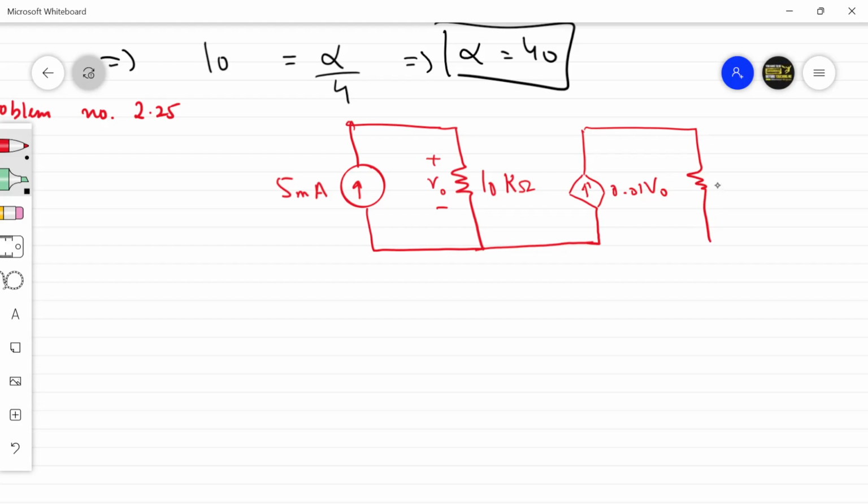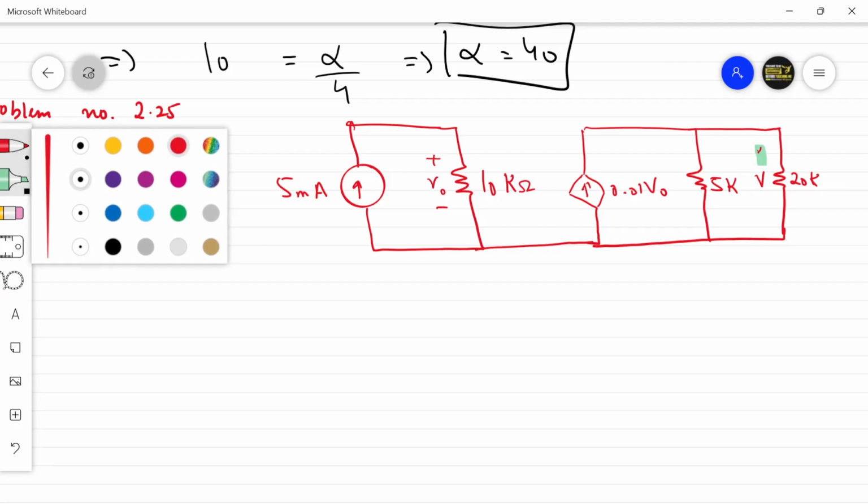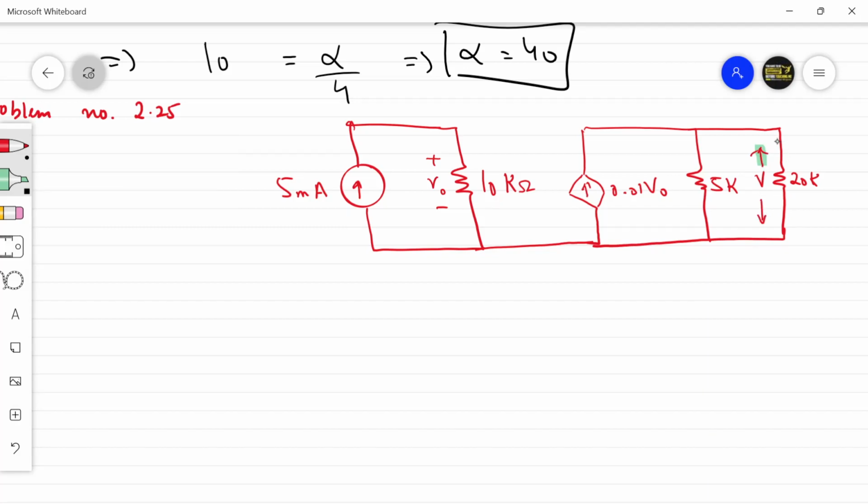It is connected across a 5k resistor, which is connected in parallel with a 20k resistor. So we have been asked to find current, voltage, and power associated with the 20k resistor. Fine. So we need to find out V. I'm writing this as V across this. We need to find current I across this, and we also need to find power, that will be simply equal to V into I across this.